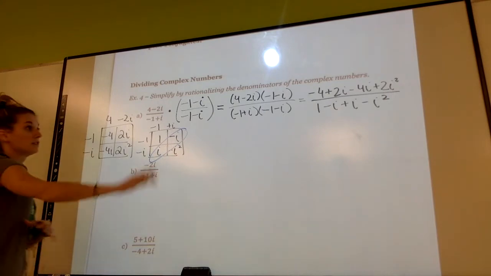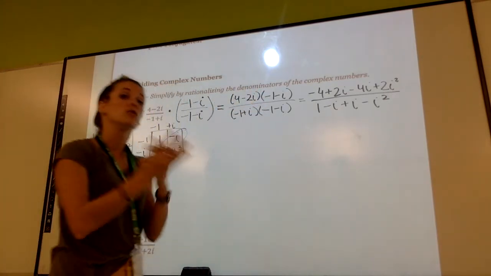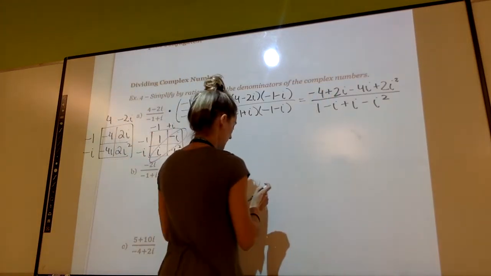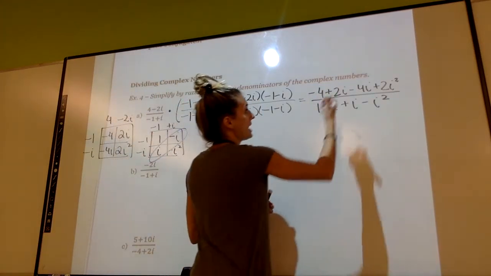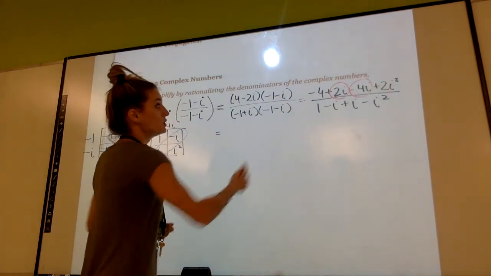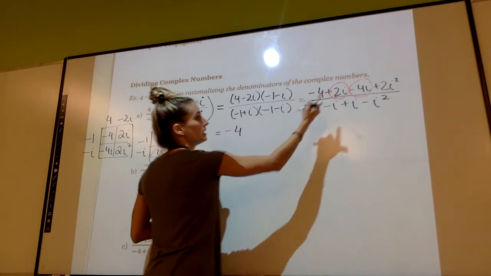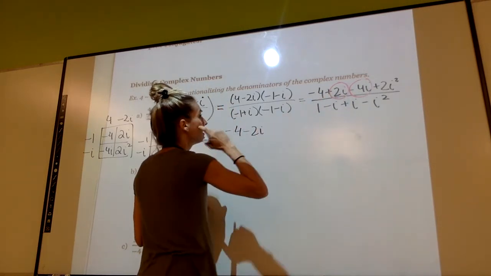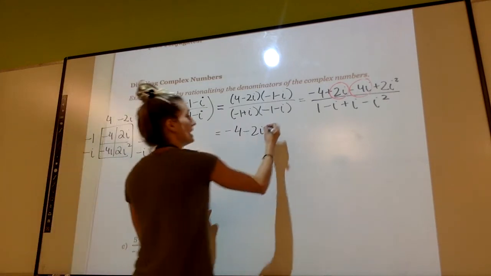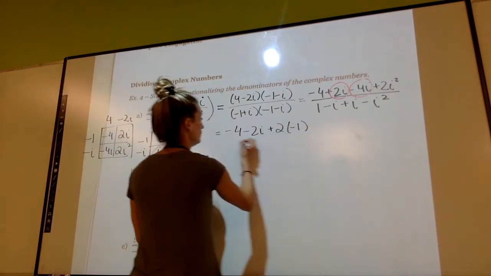All right, so now I've done all my distribution. I've used the box method. You could use dolphin jumps if you prefer. I'm going to keep simplifying. So I'm going to combine my like terms. Anything with i will go together in the top. So 2i minus 4i. So in the numerator, I have -4. Combining like terms, -2i. And then 2 plus i squared, I know i squared is equivalent to -1, so I'm going to make that substitution.